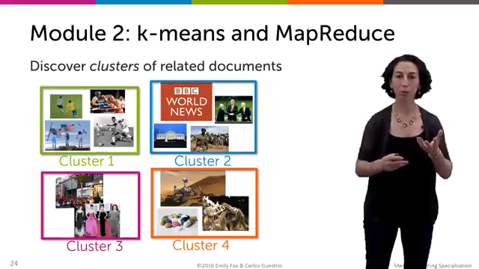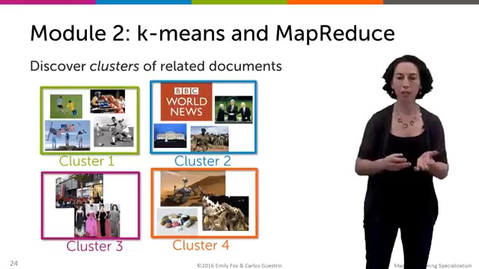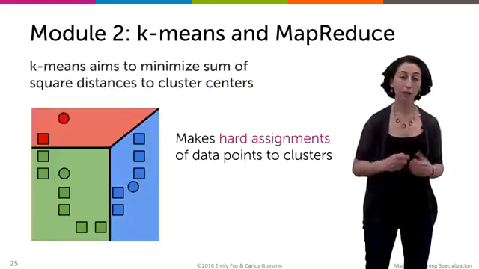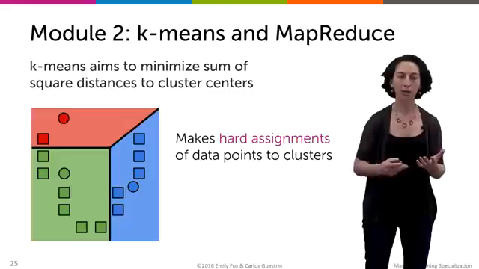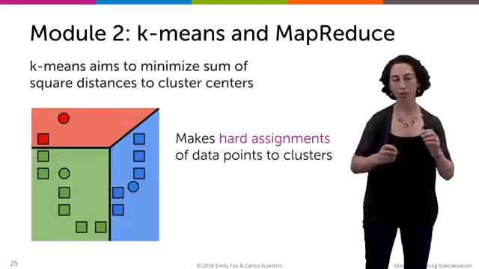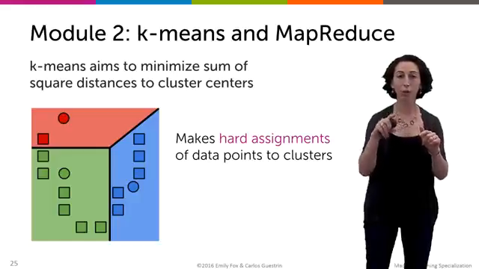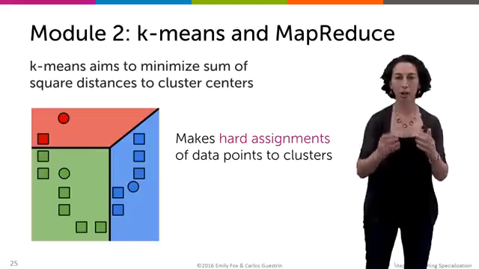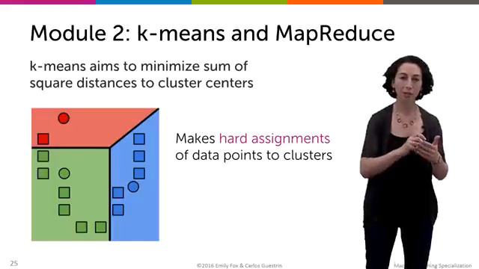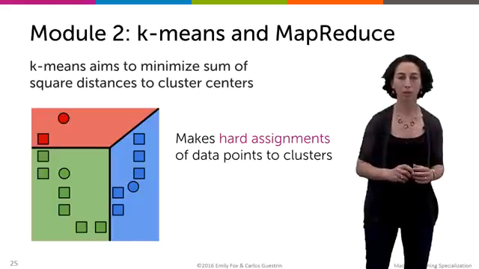is going to be to discover groups of related articles just based on the content of the articles themselves. So this is going to be an example of an unsupervised learning task. And the first algorithm we're going to present for performing this type of clustering is k-means, where the goal of k-means is to minimize the sum of the square distances between data points in a set of learned cluster centers. And so we can think of this just as a partitioning of our data set, where we're making hard assignments of data points to specific clusters.